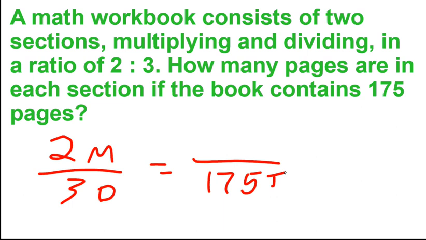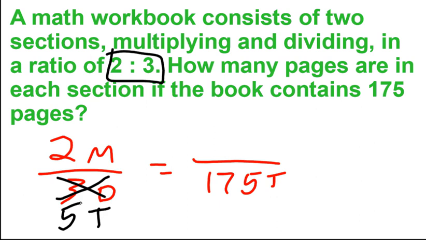The 3, right? So if I get rid of that 3 and I need my sides to match, it needs to be a total. So what would be the total number there then? 5. All you have to do is take the numbers from the ratio, add them together, and that gives you a total. So now my sides match, right? So we cross multiply 175 times 2, and then divide that by 5, and what's that give you? 70.